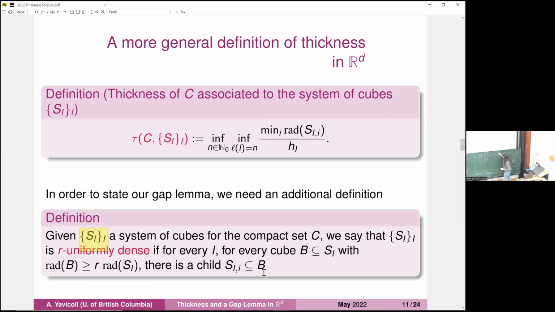We need to ensure that here somewhere there is a child. I can consider another cube, for example, here, and I also need to have a child there, and so on, right? That's why I called it dense in some sense. Do you have any questions?